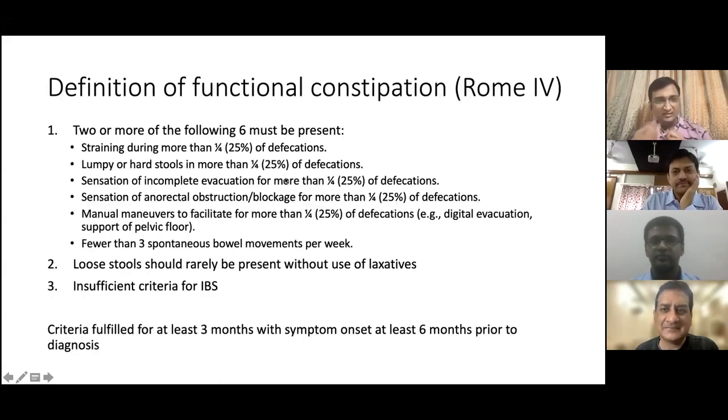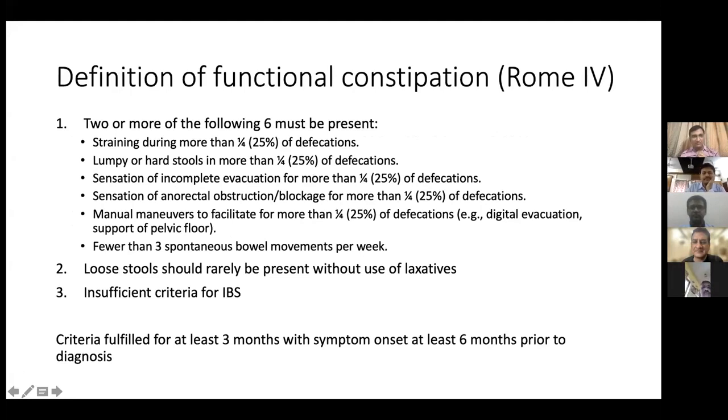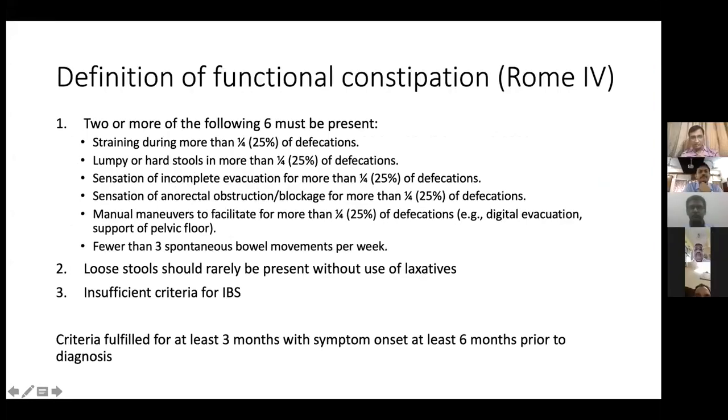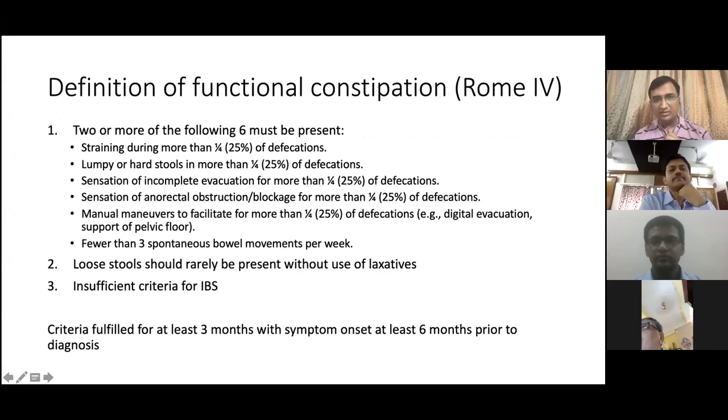So just a brief primer: Rome 4 has defined functional constipation based on these symptoms, wherein you have to have 2 or more of the following 6. That is straining during more than 25% of the stools. They usually ask to maintain a chart for a week. Lumpy or hard stools in more than 25% of defecations, sensation of incomplete evacuation for more than 25% of defecations, sensation of anorectal obstruction or blockage, manual maneuvers to facilitate more than 25% of defecations, and fewer than 3 spontaneous bowel movements per week.